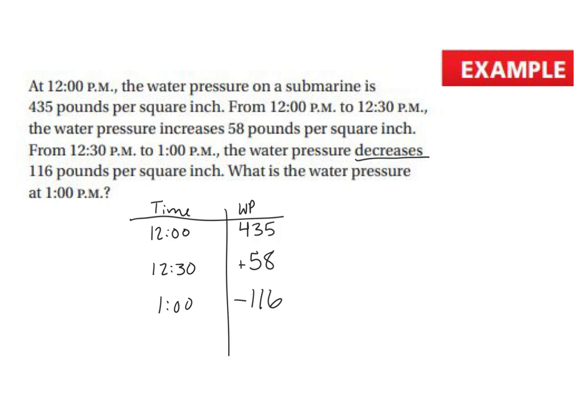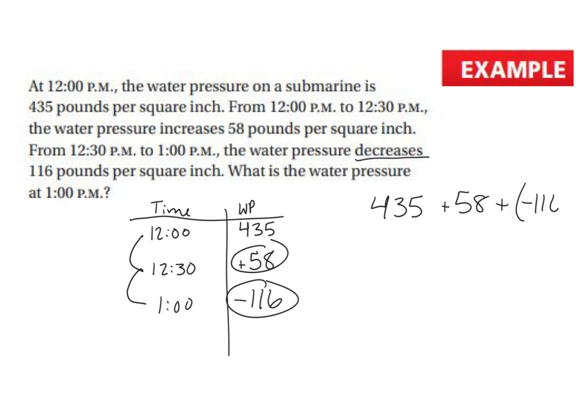Okay, so yes, these are my times, but I'm signifying what happens in between each of these times, right? From 12:30 to 1 o'clock, we go down that much. From 12 to 12:30, we go up that much. So really what we're doing is this: 435 plus 58 plus negative 116. To make this a little easier on ourselves, we can combine our two positive values right away. They both are positive, so that's going to end positive.